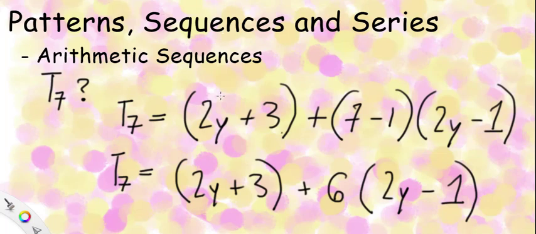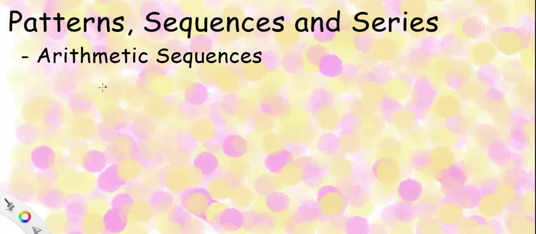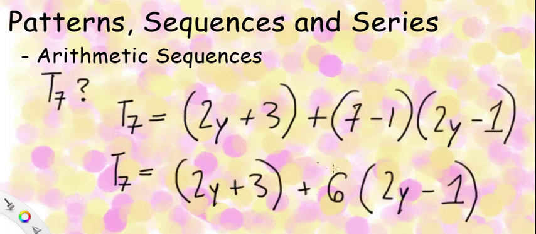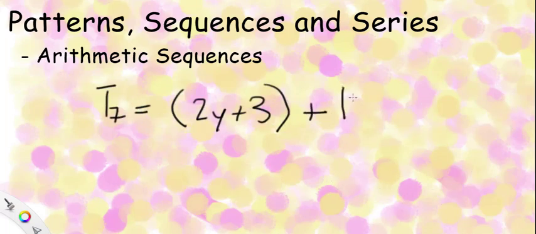So we have multiplication, and we're simply going to have T7. That's going to stay the same. 2y plus 3. And then the 6 is going to now multiply in. So we're going to have 6 times 2. That's going to give us 12y. And then we're going to have 6 times minus 1. And that's going to give us minus 6. Okay. Then we can remove the brackets.